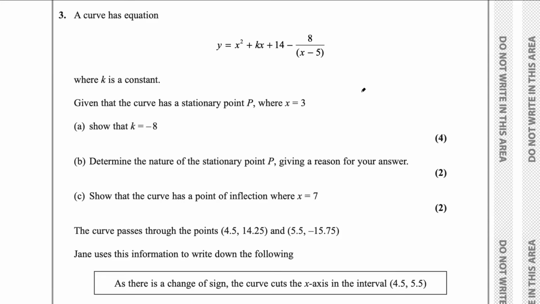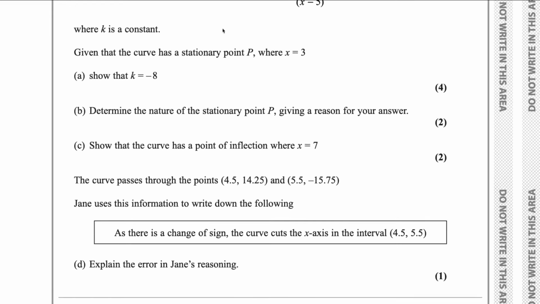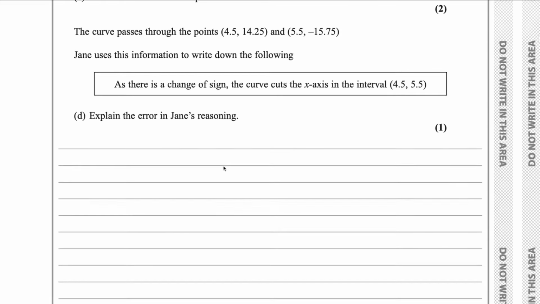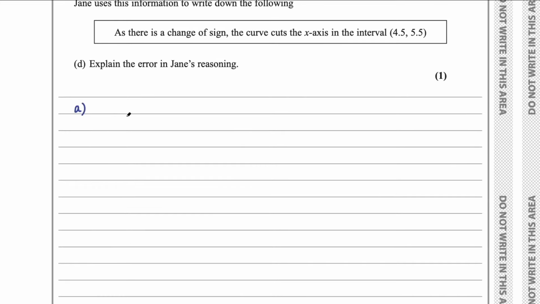Question 3 says a curve has equation y equals x squared plus kx plus 14 take 8 on x take 5, where k is a constant. Given that the curve has a stationary point P where x equals 3, part A says show that k equals negative 8. So for this, you need to know what it means to have a stationary point. That means that the derivative will be 0, so the slope of the curve will be 0, so this will be a local minimum or a local maximum. So we need to take the derivative and then let it equal 0 and solve for k.